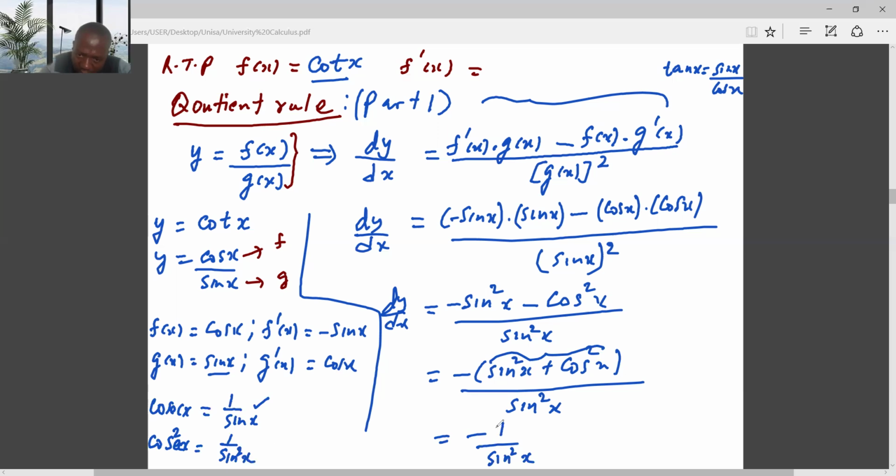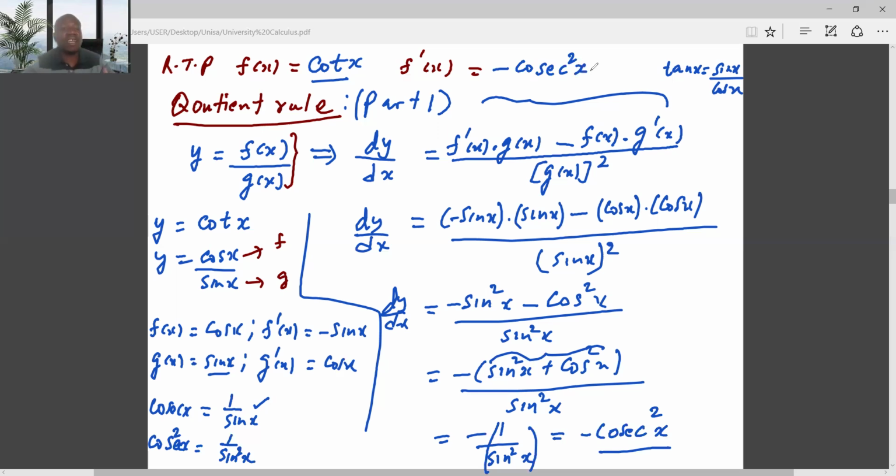It means this alone, it's cosec squared, but still there's a minus, so this is negative cosec squared x. So what does this mean? It means the derivative of cot is negative cosec squared x.